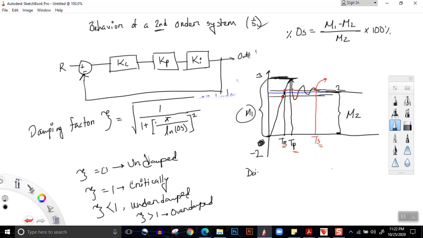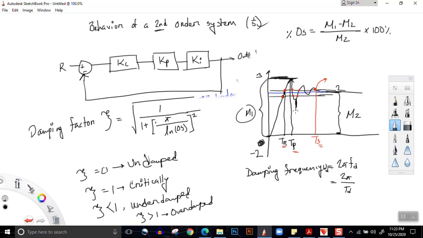Let's write here. Damping frequency is equal to 2 pi fd. Damping frequency is defined as omega d. Omega d is equal to 2 pi fd. So we know f is equal to 1 by T, so 2 pi by Td. Td is the damping period. So generally Td is this period from the starting to this point.